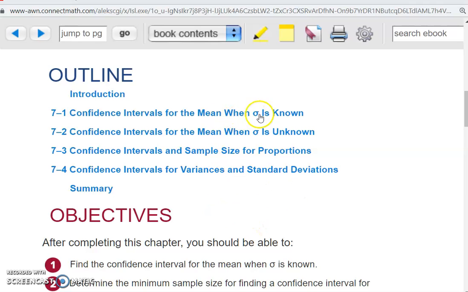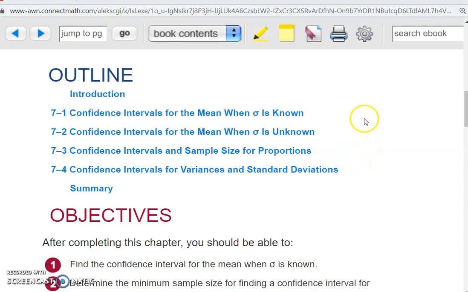Section 7-1 is where sigma is known. I'm sorry, I may have said that wrong. Section 7-1. 7-1 is where sigma is known. 7-2 is where sigma is not known. But in both of these, we're looking for a confidence interval for the mean. And again, we are estimating the interval of where we think the mean of the population is going to lie. It's going to be somewhere in this interval, and we're going to have a certain level of confidence.